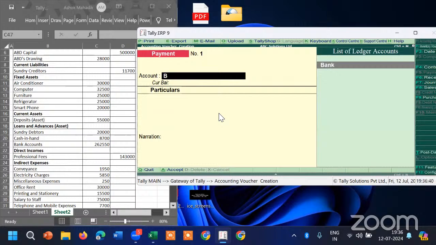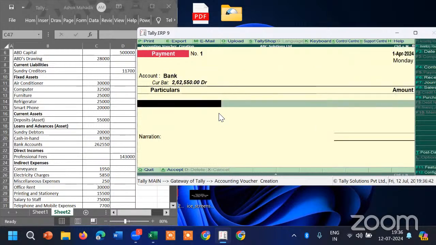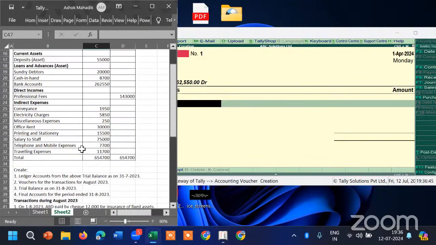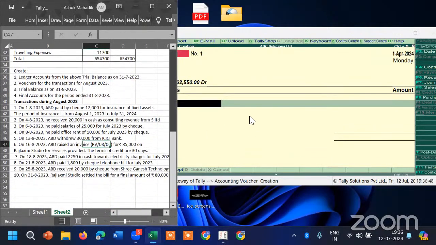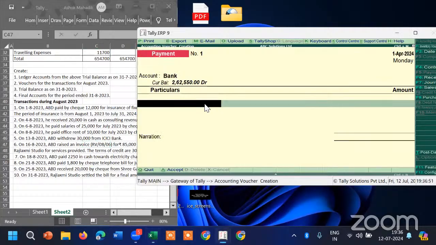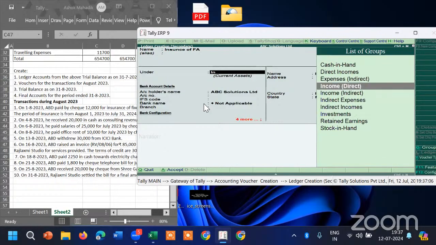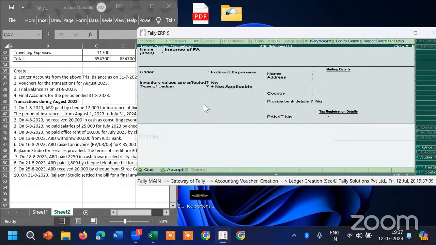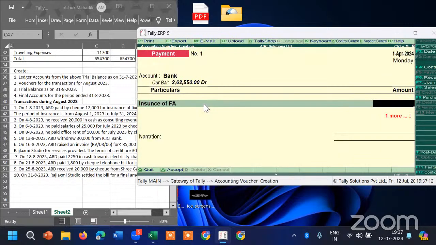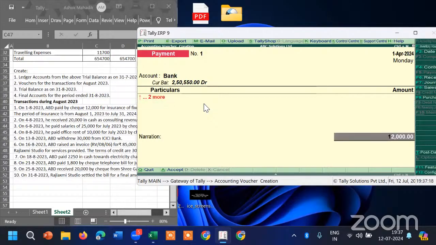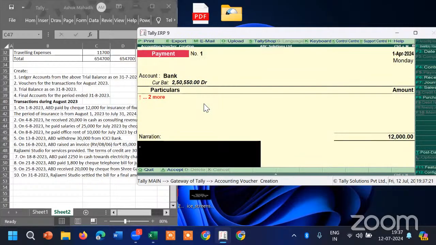Okay, payments. So bank account to which we are making payment, and we are paying the first transaction, insurance of fixed assets. By pressing Alt C, I'll create the insurance account. Insurance of fixed assets. It's an indirect expense, right? Inventories are not affected. How much are we paying? 12,000. That's it. Control A.